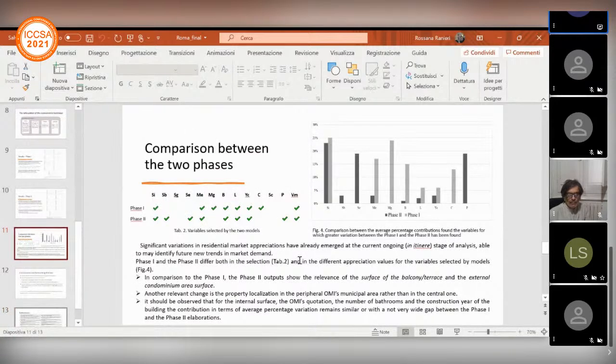And we made also the comparison between the two phases that are Rossana, you have 2 more minutes. Yeah, thank you. I'm almost done. You're welcome. I try to make it as fast as possible.